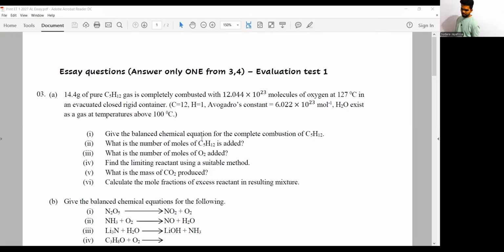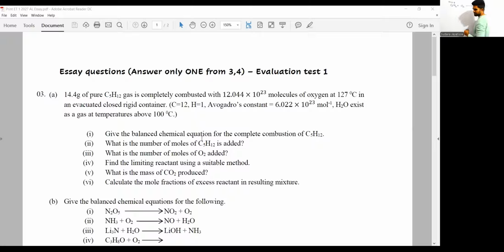I'll put the data on the board and explain, and later I'll show you the marking, because the answer is there, but I need you to understand how to do the question. It says 14.4 grams of C5H12. It's a hydrocarbon and it is completely combusted. During complete combustion, all the carbon goes to carbon dioxide and all the hydrogen goes to water.